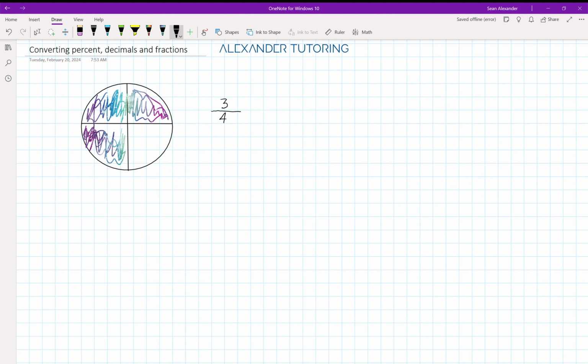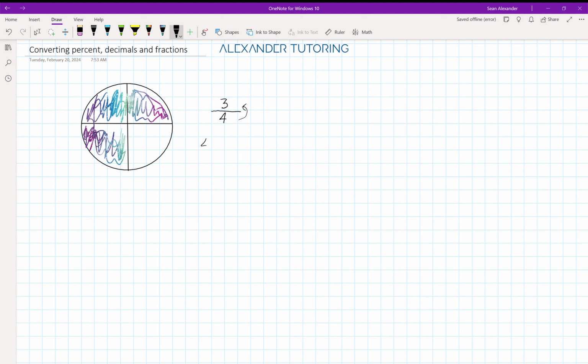So this pizza, if I took three of the four slices, that would be 3/4 of the pizza. So I can write that as 3/4. That's how I write it as a fraction. So we went from a visual representation to a fraction. Now let's turn that fraction into a decimal. Hopefully you've learned division. This is simply saying 4 divided into 3. That's what a fraction means.